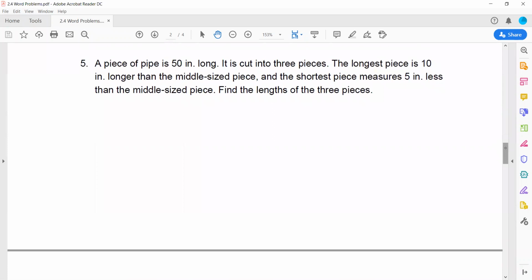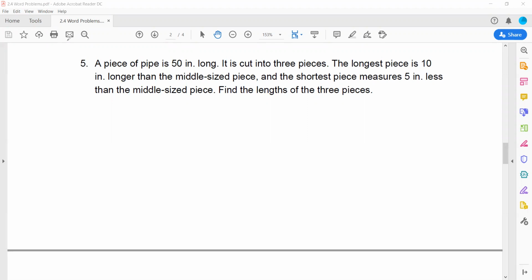Number 5, a piece of pipe is 50 inches long. It is cut into 3 pieces. The longest piece is 10 inches longer than the middle-sized piece, and the shortest piece measures 5 inches less than the middle-sized piece. Find the lengths of the 3 pieces.